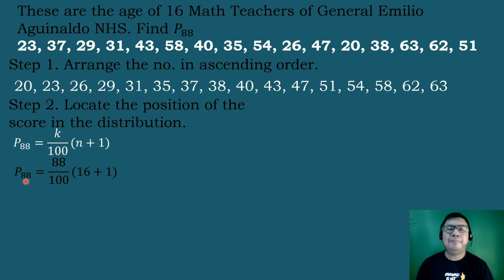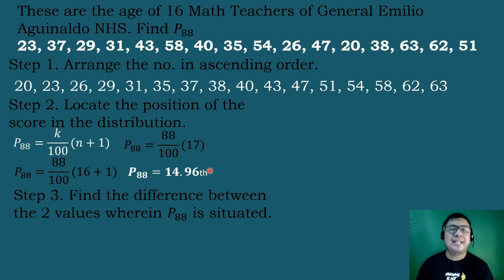So this will be P sub 88 equals 88 over 100 times the quantity. The value of n is equal to 16, the number of math teachers of General Emilio Aguinaldo National High School, plus 1. We will simplify this equation by adding these two numbers, 16 plus 1, and that is equal to 17. 17 times 88, then divide the answer by 100. That is equal to 14.96.